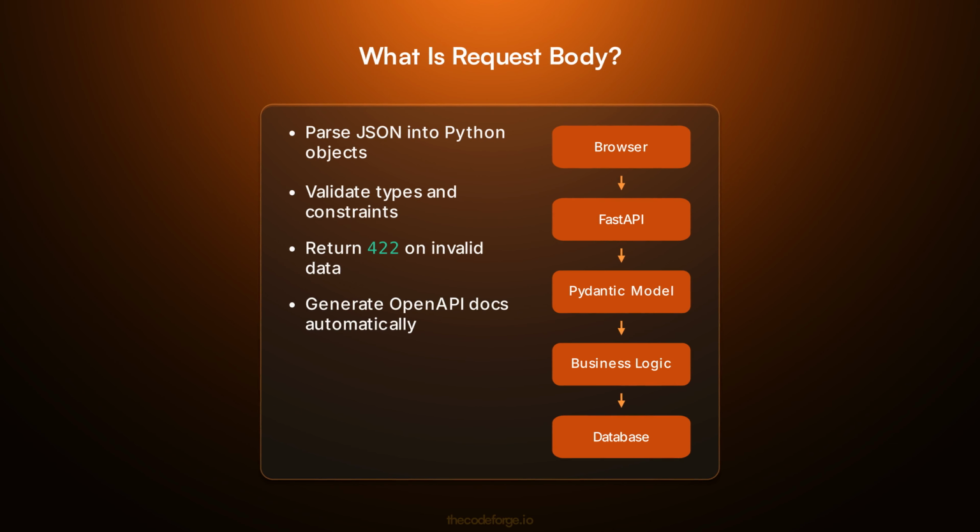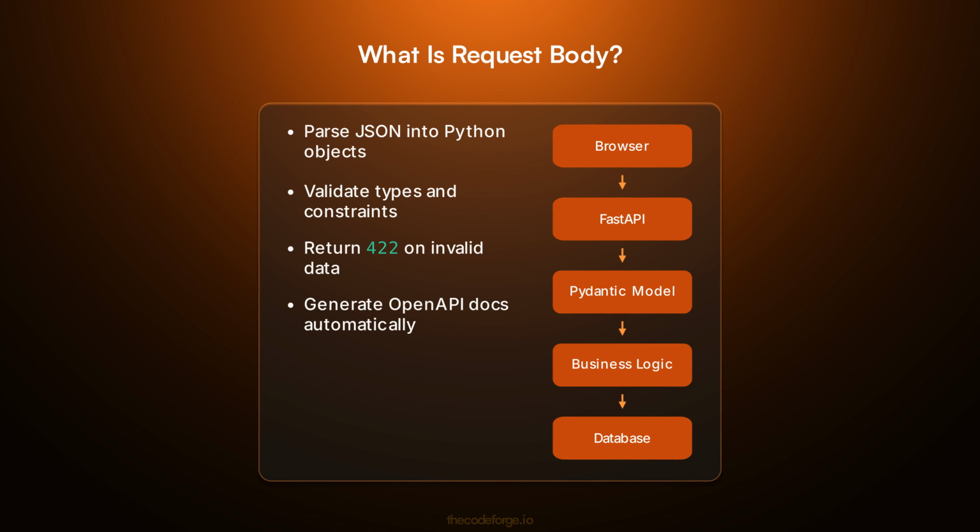FastAPI uses Pydantic models to define the structure of request bodies. When a client sends JSON, FastAPI automatically parses it into a Pydantic model instance, validating every field. If validation fails, a 422 error is returned with detailed messages.